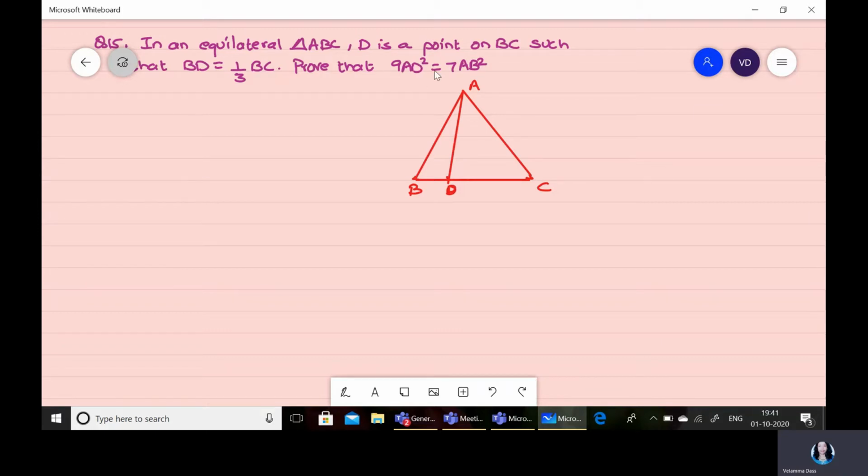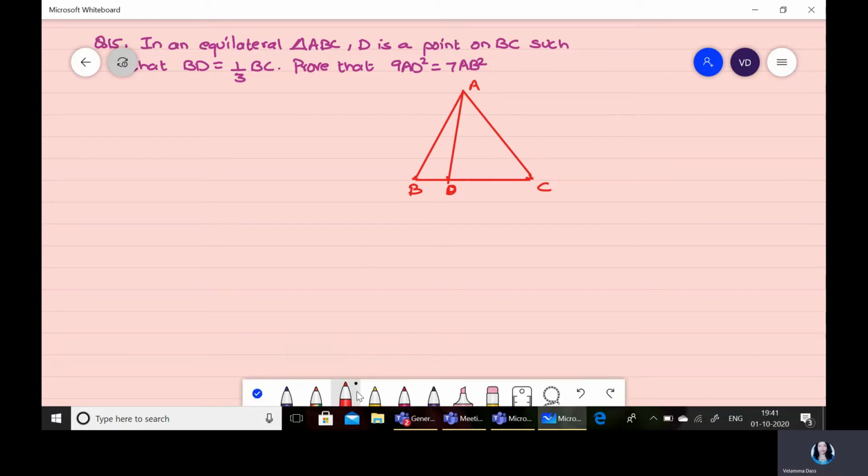Now here square is there. So obviously we understand that yes, we have to use Pythagoras theorem. But we can't apply it here because we cannot find any right angle. So to find the right angle, to apply the Pythagoras theorem and solve this, we require a construction. So let's do the construction here.